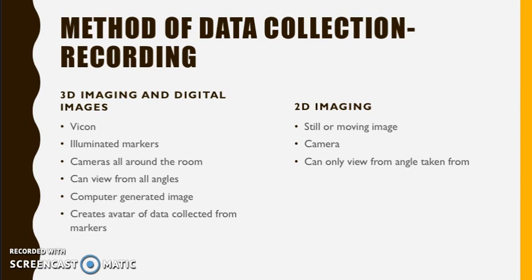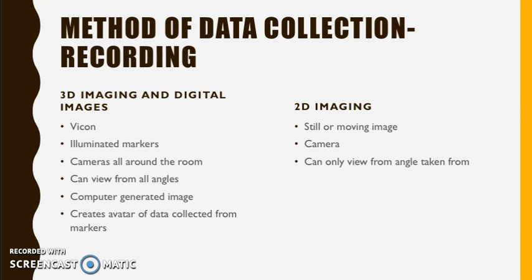An example of this would be if a basketballer's jump was being analysed. They would have illuminated markers attached to their body and cameras all around them, and then they would jump in the room, so the cameras can catch the image of them jumping from all angles, and this can then be replicated on a computer using software.